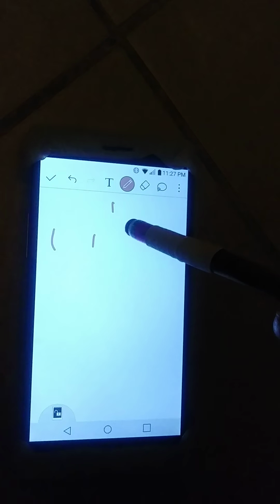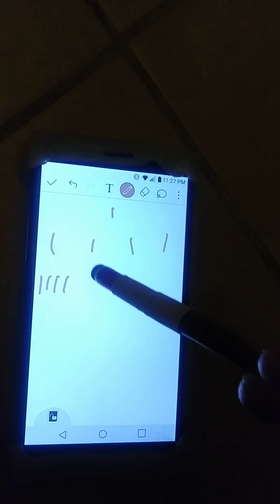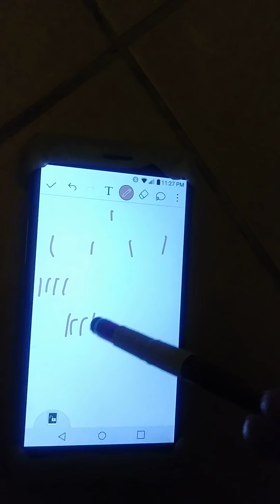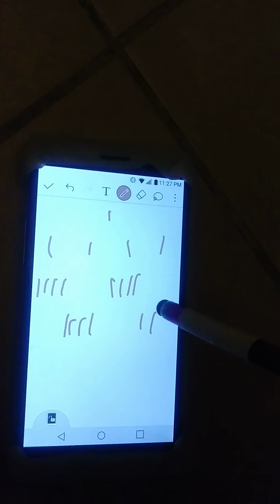1, 2, 3, 4. This one gets 1, 2, 3, 4. This one, 1, 2, 3, 4. And this one, 1, 2, 3, 4. So this in the spreadsheet looks like this.